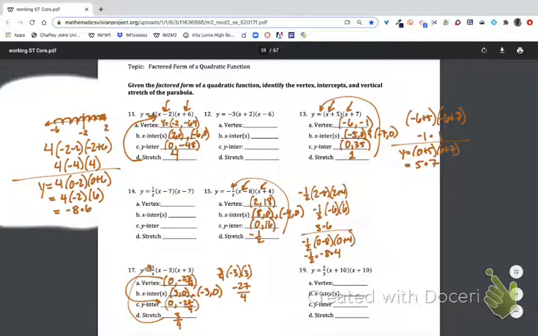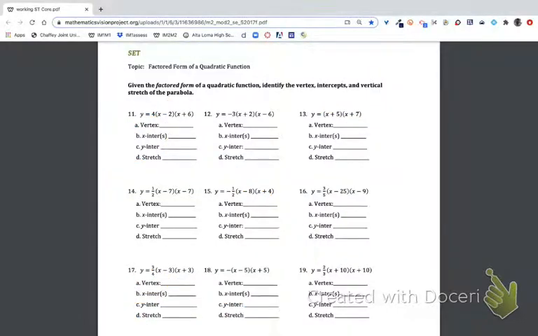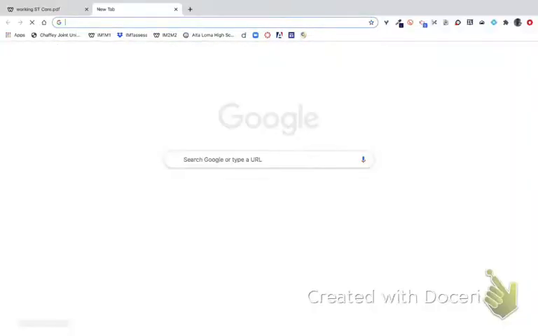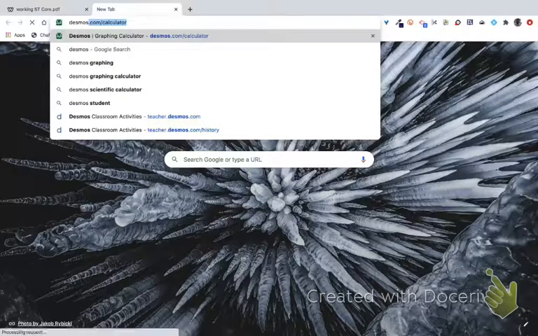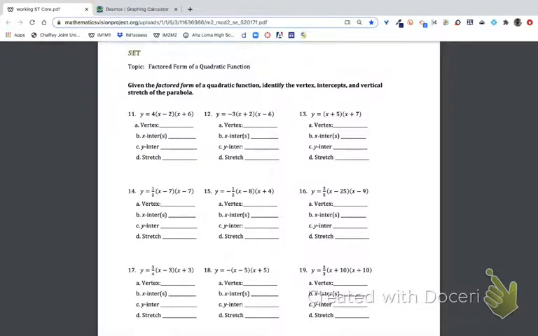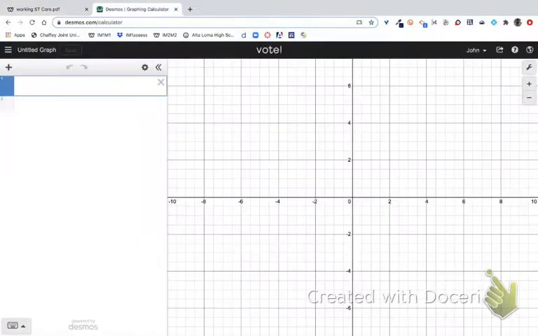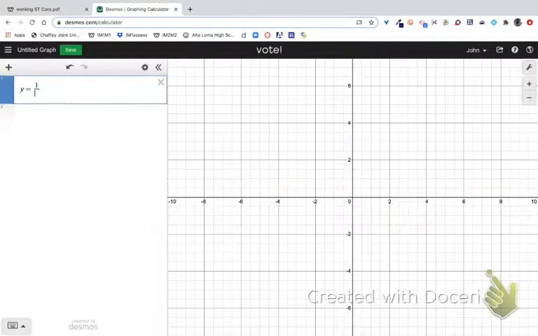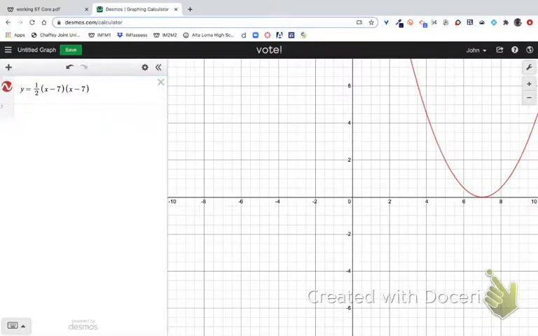Now, what I would like to encourage you to do is to use resources wisely. Going off the beaten path a little bit, you can go to desmos.com/calculator, and if you type in one that I didn't do for you, number 14, 1/2 (x minus 7) times (x minus 7), you can type in y equals 1/2 (x minus 7) times (x minus 7), and you can see what's going on there.